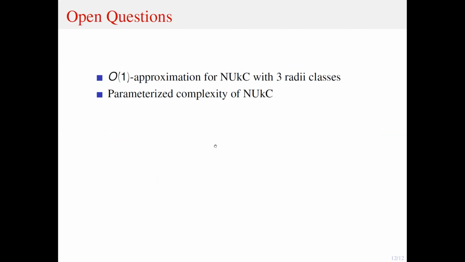So a few open questions. Is it possible to obtain a constant approximation for 3 radii classes? And also, it would be interesting to study the parameterized complexity of this problem. And I conclude my talk with this, and you can ask if you have any questions. Thank you.